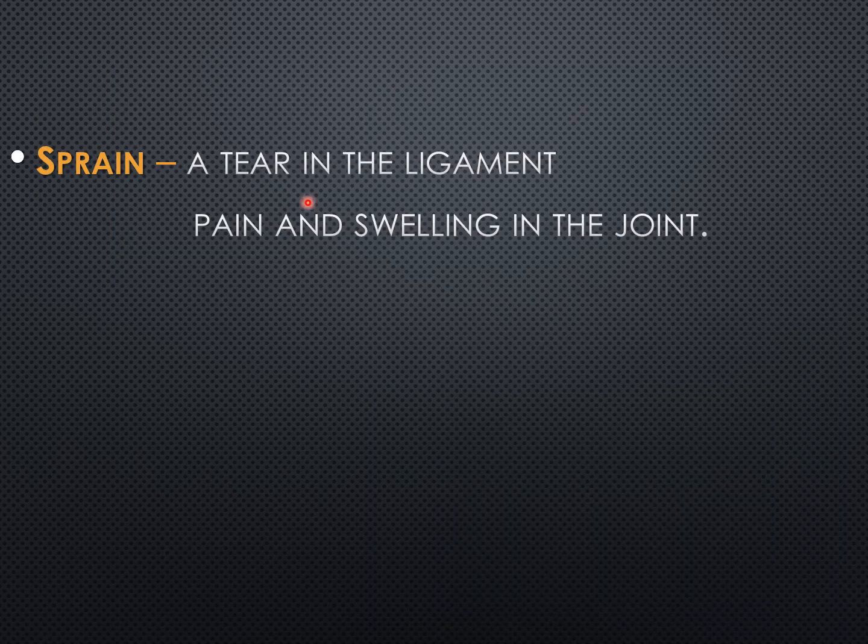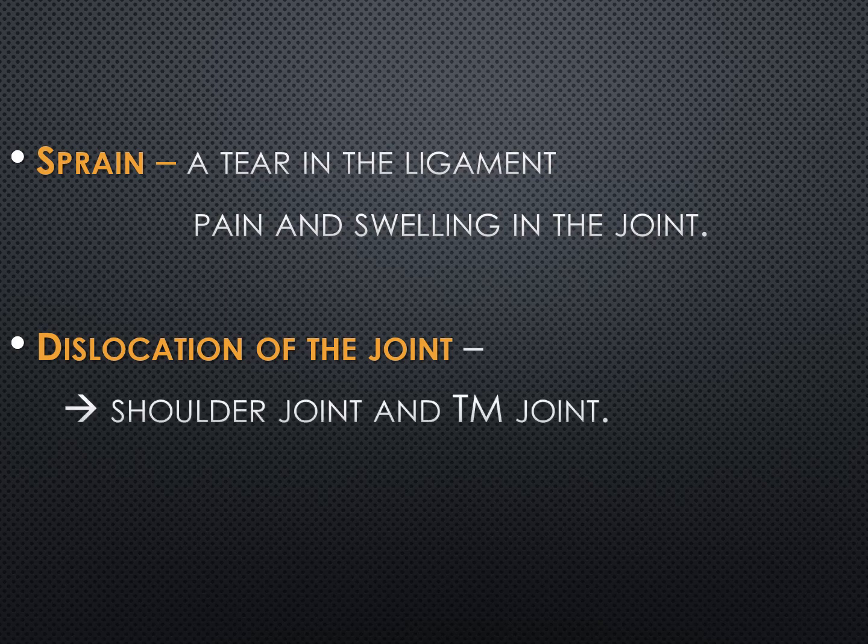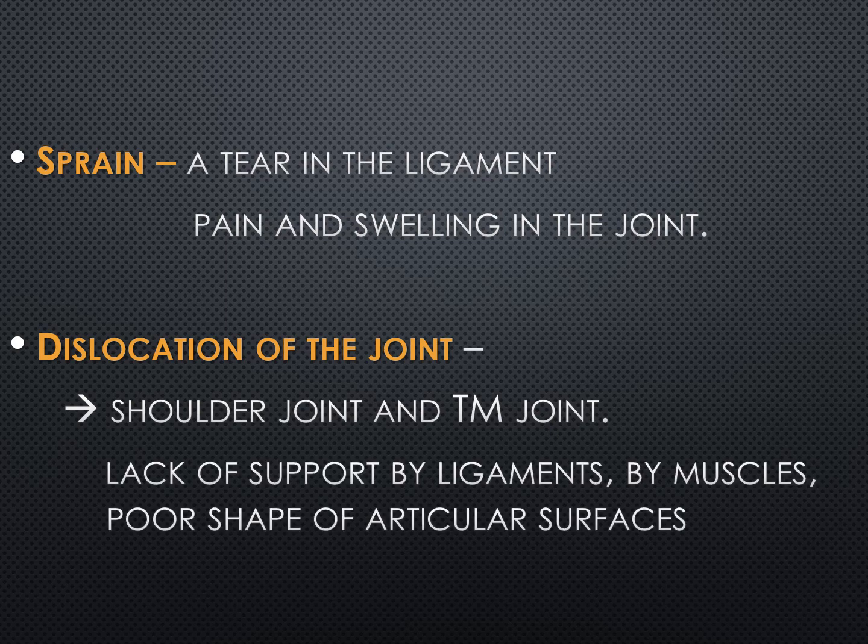What is sprain? Sprain is when there is a tear in the ligament. The patient experiences pain and swelling in the joint. You must have heard of ankle sprain, where one of the important ligaments of the ankle joint gets torn. Then what is dislocation of the joint? It is when one of the articular surfaces slips away from the other articular surface. This is common in the shoulder joint and the temporomandibular joint. There can be various reasons. One is when there is lack of support by the ligaments or by the muscles, or because of the poor shape of the articular surfaces. Then, have you heard of the term arthroplasty? This is a very common surgery that is performed now. Arthroplasty is replacement surgeries. We have the knee replacement surgery and the hip replacement surgeries.